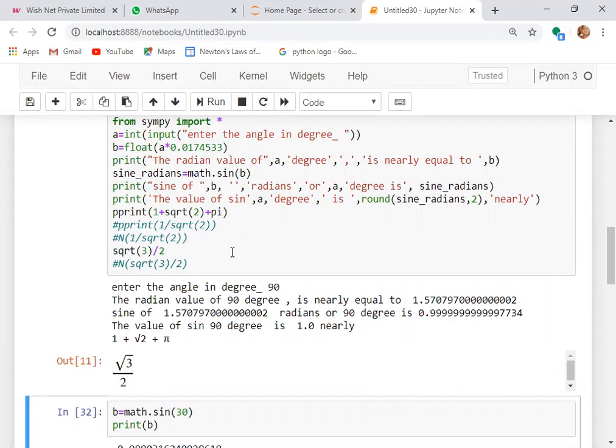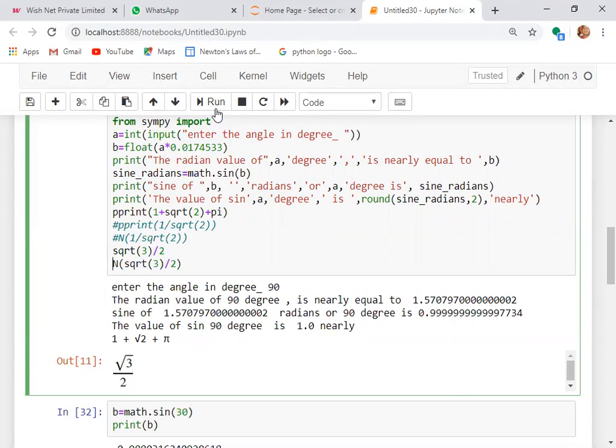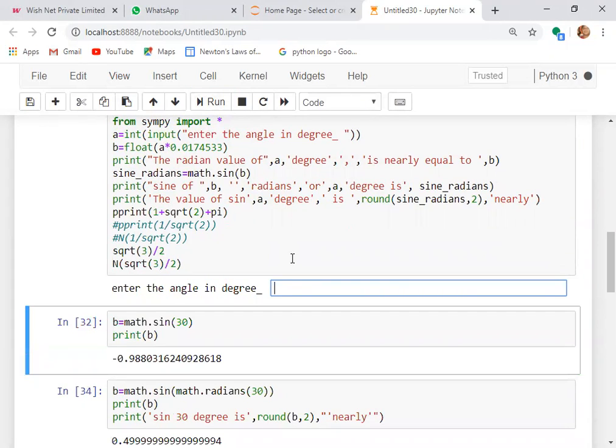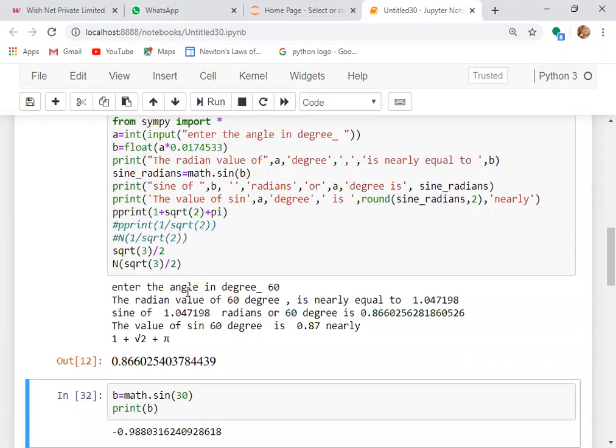Now if you try to find out what the value of root 3 by 2 is and what the value of sine 60 degree is. We are just importing 60 degree here, so we enter the value in degree, 60 degree. If you convert 60 degree into radian, it is nearly 1.04. And sine of 60 degrees in radian is 0.866. And see what is printed out for root 3 by 2. Root 3 by 2 is also 0.866.